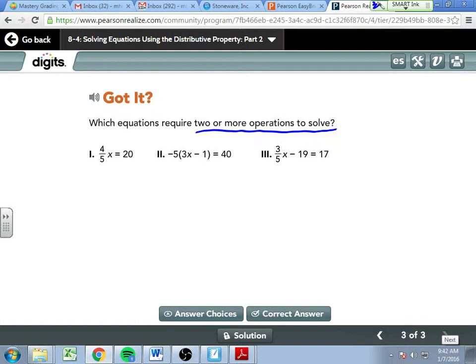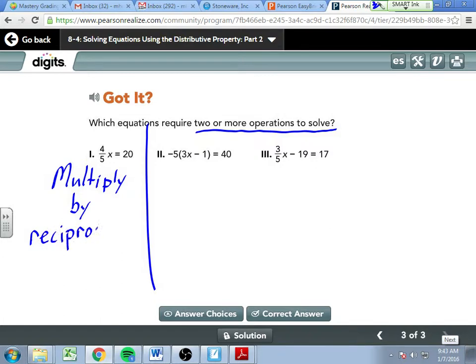So in the first one over here, Eminal, what would be the operation that we would do to solve this? Division. Here's the trick again. That's multiplication. By what, though? Because instead of dividing the fraction, what do we do, Eminal? By the reciprocal. So everybody below number 1, you need to write multiply by reciprocal because you all keep forgetting that. Multiply by reciprocal, which in this situation would be 5/4.